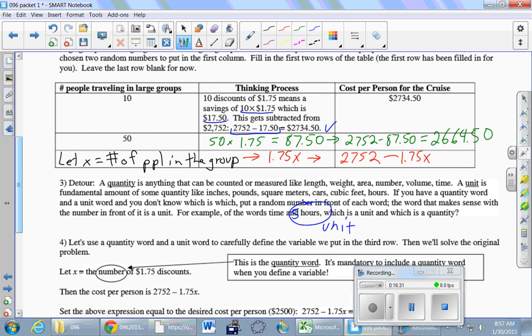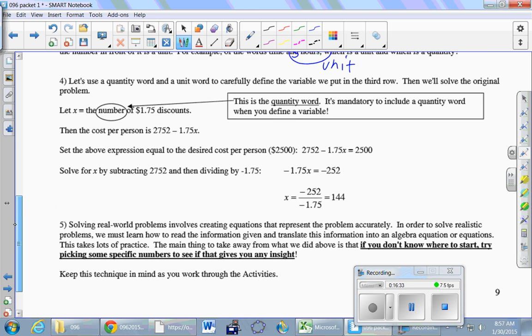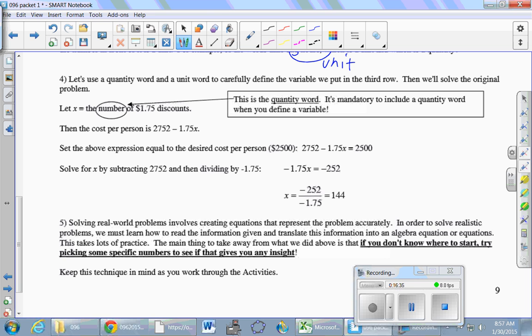Okay, so then finishing this problem isn't too hard. So we're not going to look at the details here, but we just take that expression and we make it equal the desired price that we wanted to pay, which was the $2,500. And $2,500 didn't come into play until just now. So there's the thing we just wrote, 2752 minus 1.75x. You make it equal 2,500. Everybody in this room knows how to solve that kind of equation, so we're not going to take our time now doing it. Turns out x is equal to 144.